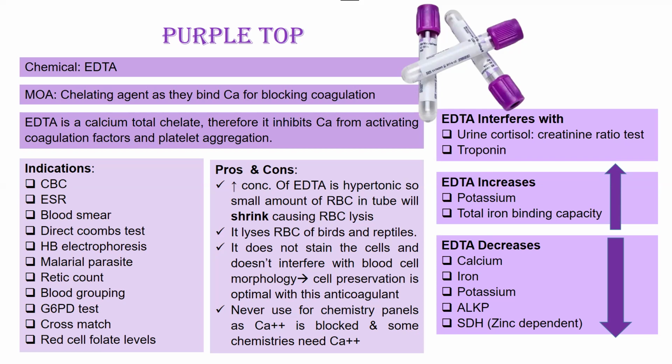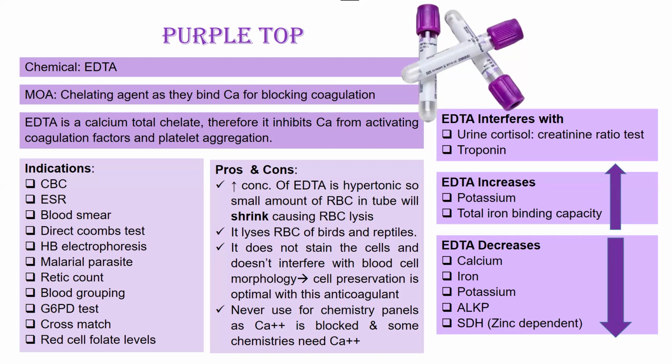So the indications are CBC, ESR, blood smear preparations, direct Coombs test, hemoglobin electrophoresis, malarial parasite, retic count, that is reticulocyte count, blood grouping, or G6PD test. Basically, it's a protein that is related to RBCs, and if this protein is not available it leads to hemolytic anemia. Then cross matching of the blood, like major and minor cross matches before blood transfusion. Then red cell folate levels, what is the folate level concentration in animal or human blood. So for all of these indications, the purple top tube is preferred.